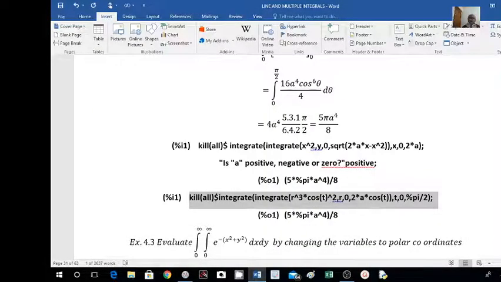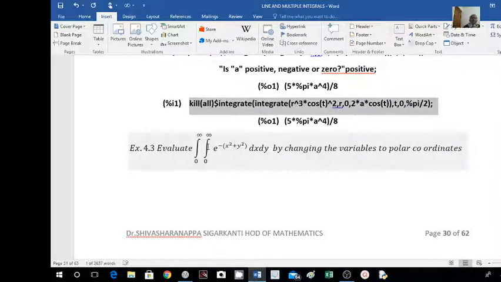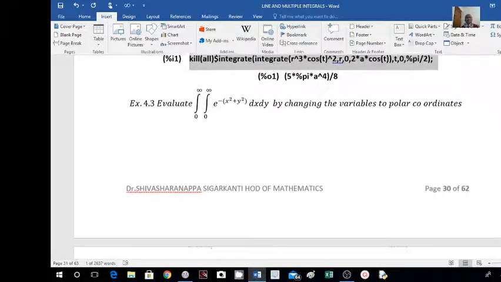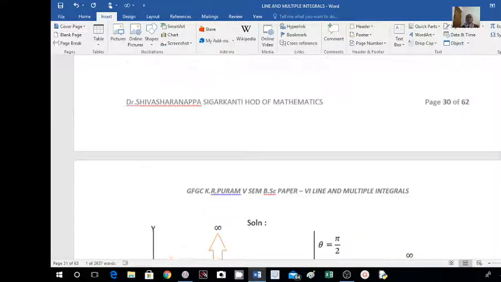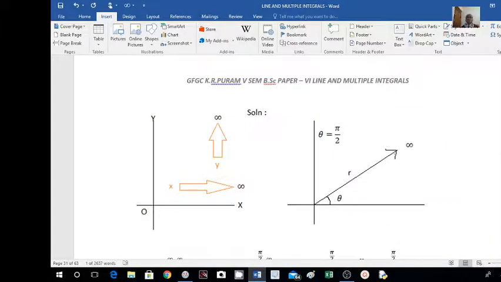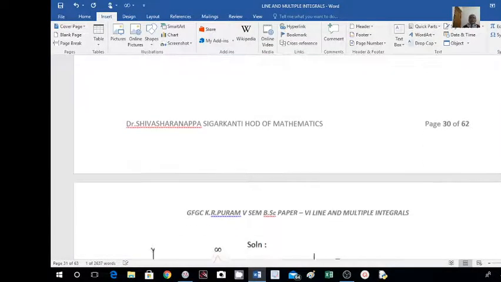The next example: evaluate the integral from 0 to infinity of e to the power minus of x square plus y square dx dy by changing the variables to polar coordinates. Here 0 to infinity is given, so x ranges from 0 to infinity, and y also ranges from 0 to infinity.